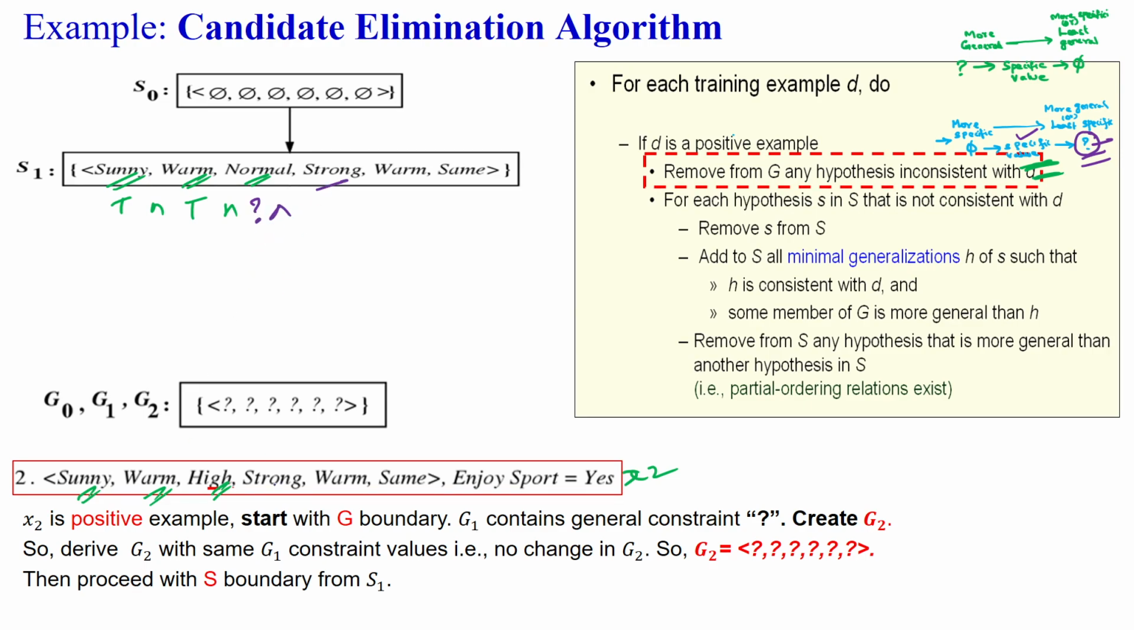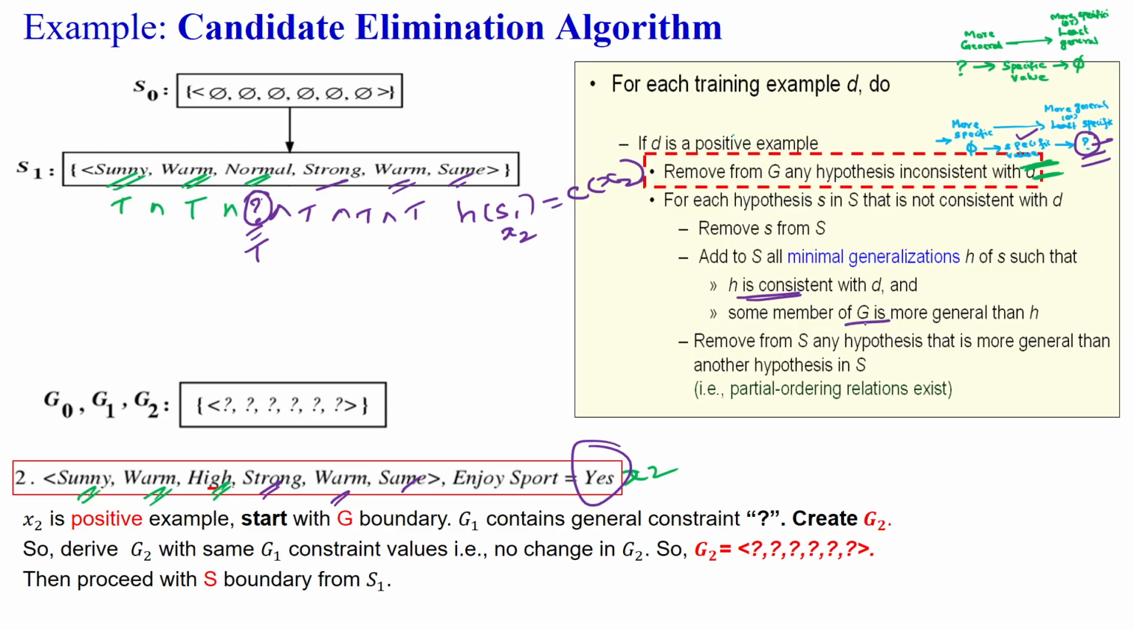Then strong is compared here, yes it is matching, so it is true. After replacing with the question symbol it becomes true. Then warm is also warm, so the question symbol accepts, and same here, it is also accepting. So after replacing with the question symbol, H of S1 with respect to x2 becomes consistent because it is equivalent to C of x2. Now this is the consistent hypothesis.